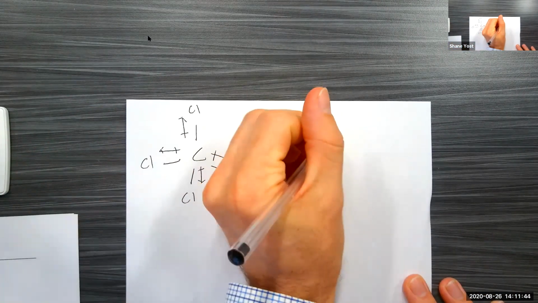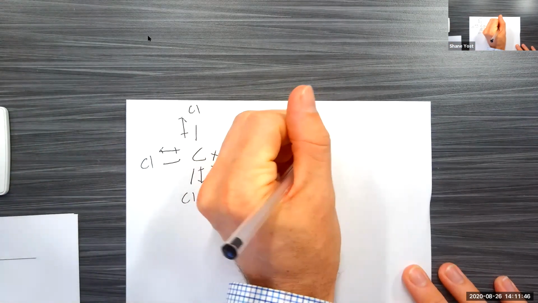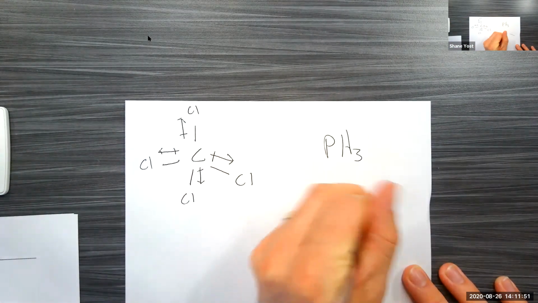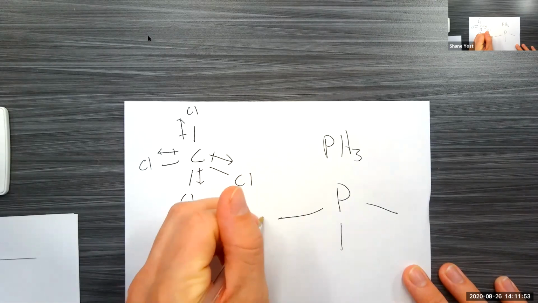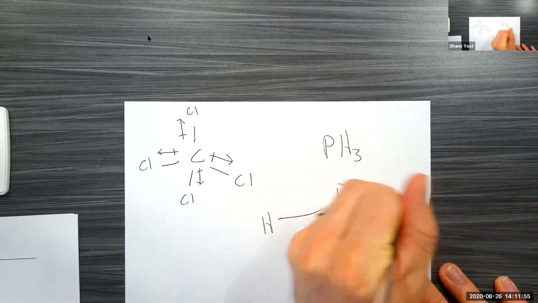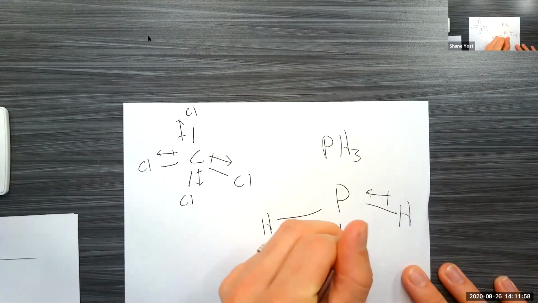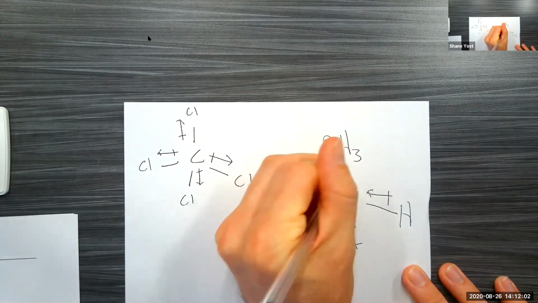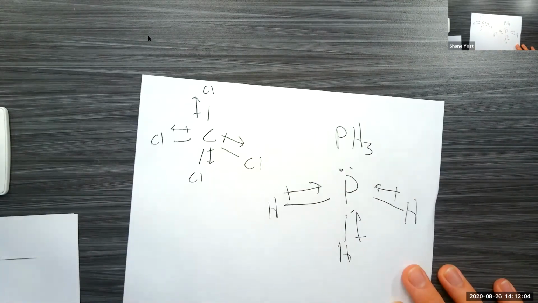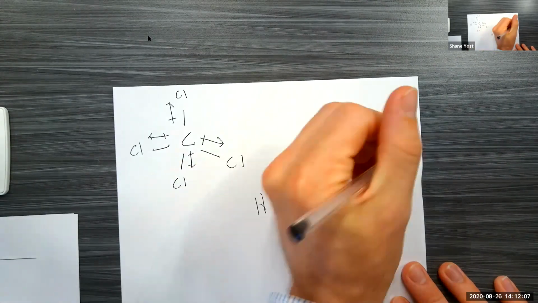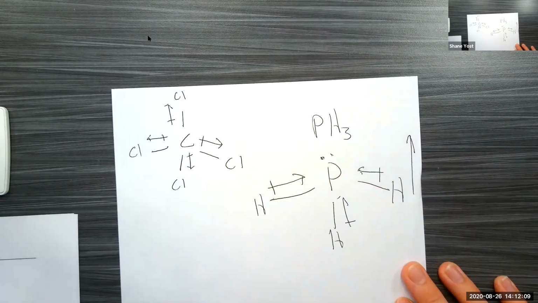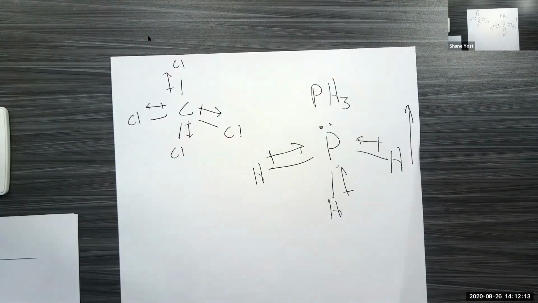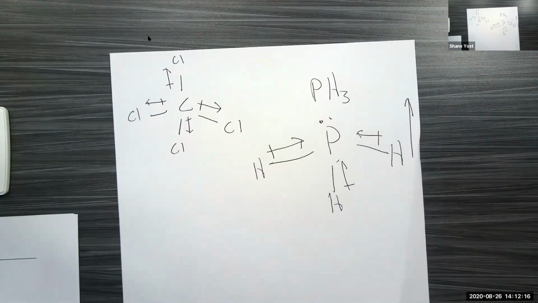But I saw it typed up in the chat as well, PH3. This molecule looks like this, which will have polar bonds moving in this direction, and there are lone pairs on the phosphorus. And this will have a net dipole, pointing in the up direction with how I've drawn this, but that will have a net dipole.